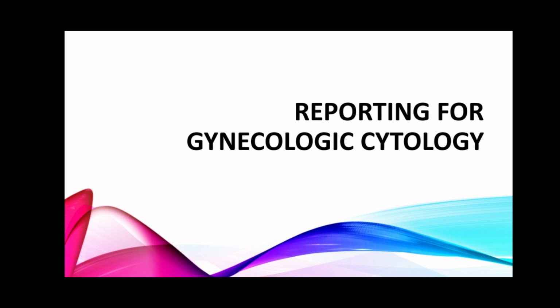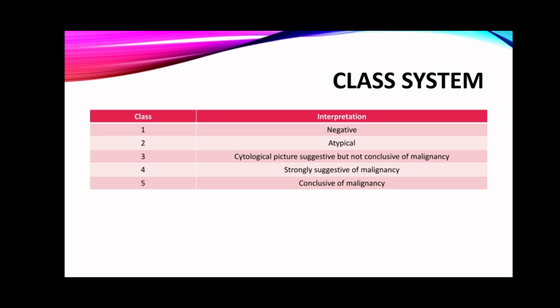Actually, we have 2 types of reporting systems, class: the class system and the Bethesda system. The class system is divided into 5 classes. We have class 1 for negative or normal. Class 2 is atypical, so not the same as those of the normal cells. Class 3 is a cytological picture suggestive, but not conclusive, for malignancy. Class 4 is strongly suggestive of malignancy, and Class 5 is conclusive of malignancy.